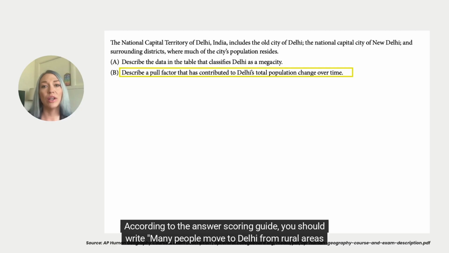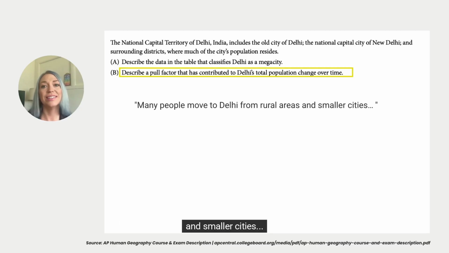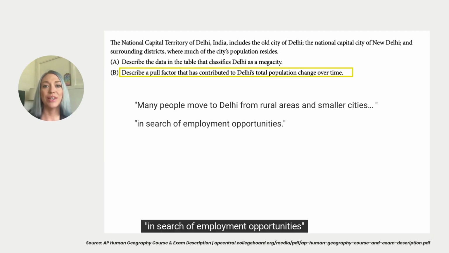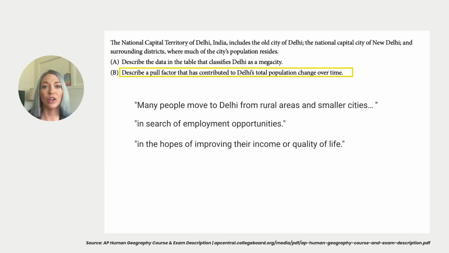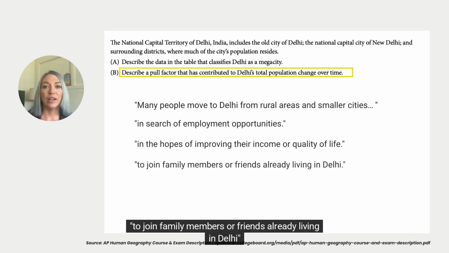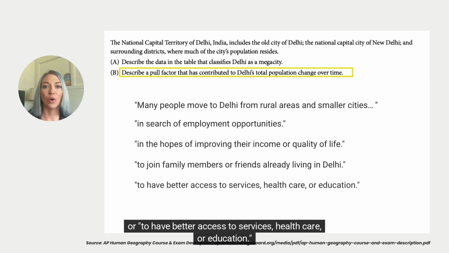According to the answer scoring guide, you should write many people move to Delhi from rural areas and smaller cities, plus one of the following options. In search of employment opportunities, in the hopes of improving their income or quality of life, to join family members or friends already living in Delhi, or to have better access to services, healthcare, or education.